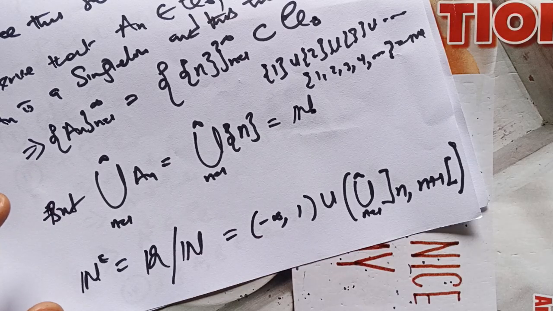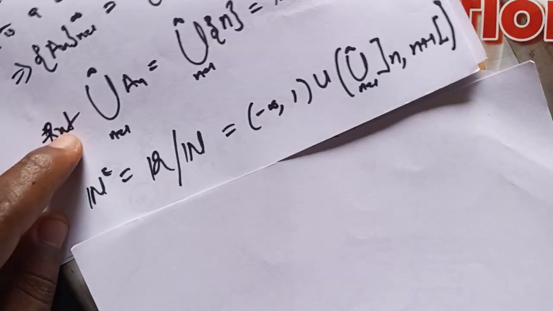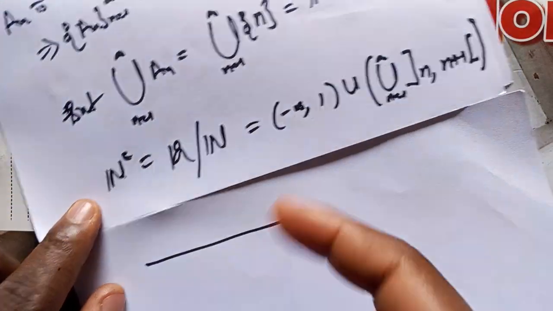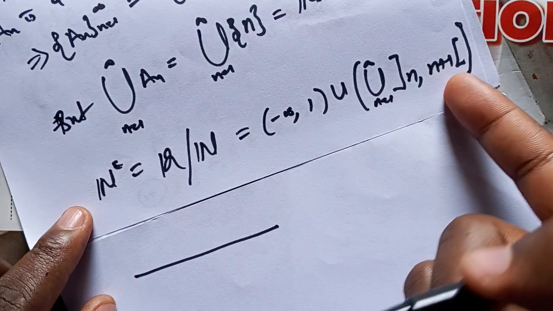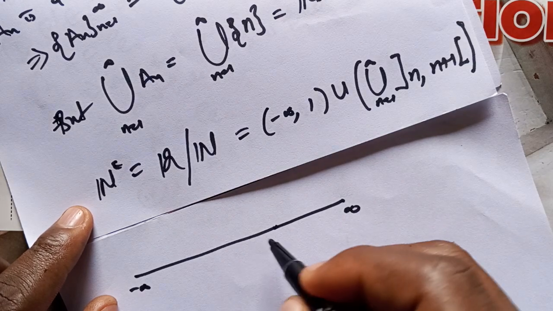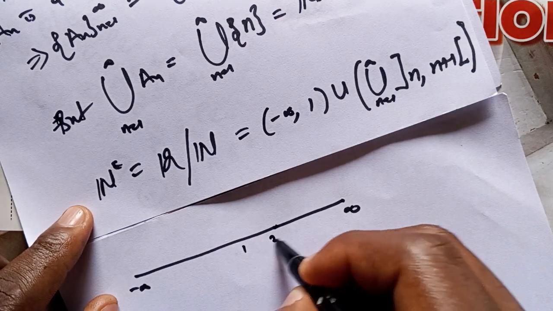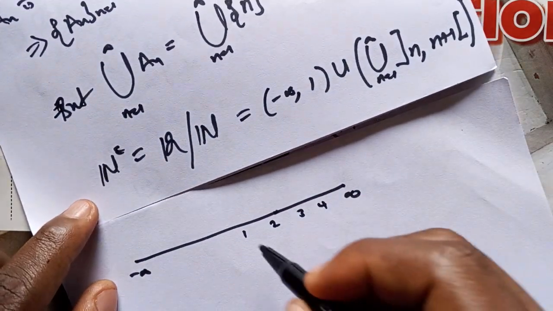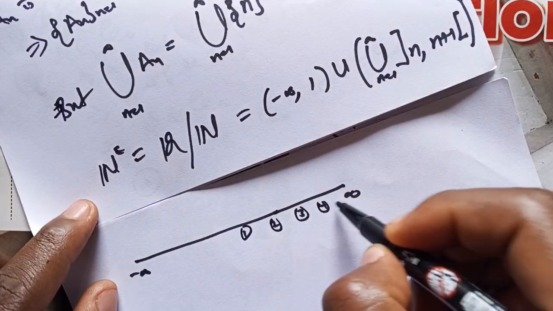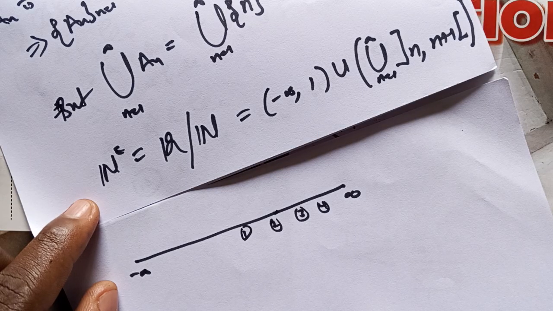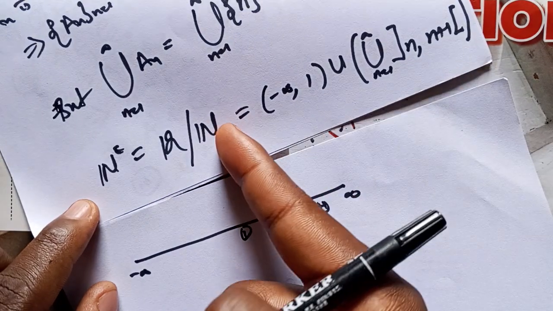Let me break this down. Let's draw the set of real numbers. This is actually N, infinity, N complement. If this is the real line, the natural numbers start from here, 1, 2, 3, 4, and we want to take the complement. The natural numbers are 1, 2, 3, 4 and so on. These circled ones are the natural numbers. Now the complement of the natural numbers is simply the real line without N.